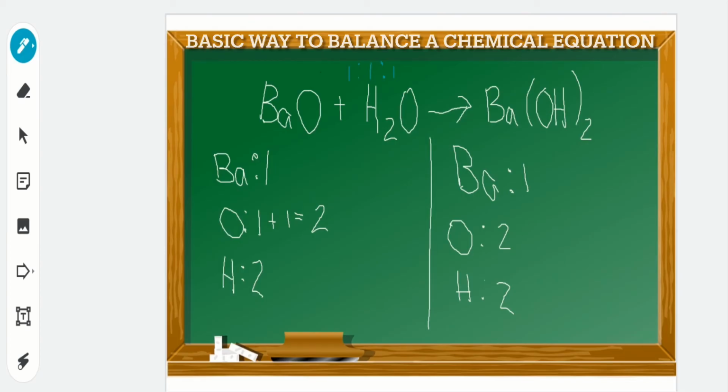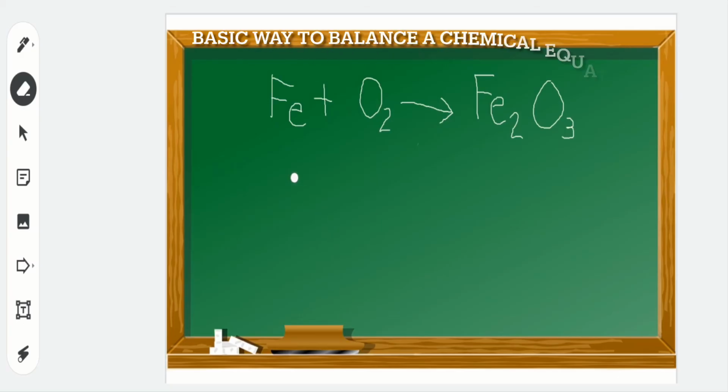So wala tayong problema dito. So let's have another example. Okay, we have our chemical equation here. So we have our reactants, we have iron, and it combines dito sa oxygen natin, to form iron 3 oxide. Okay, so this is a good example of combination reaction.